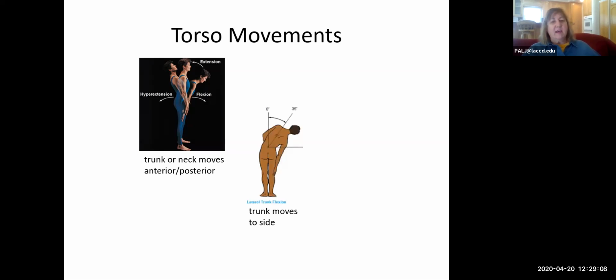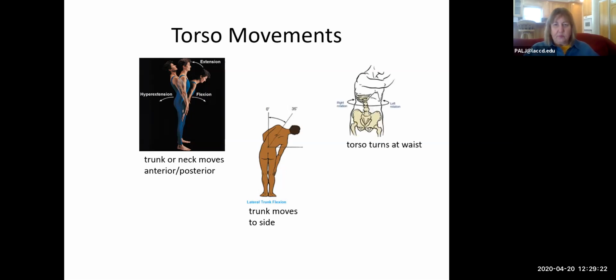Okay. And then if the trunk moves to one side or to the other side, that is called lateral flexion. So you can have lateral flexion of your trunk, you can have lateral flexion of your neck as well. And then if the torso turns at the waist, okay. You can't really call that medial and lateral rotation because you are turning in the midline. So if you are turning towards the left, it's called left rotation. If you're turning towards the right, it's called right rotation.